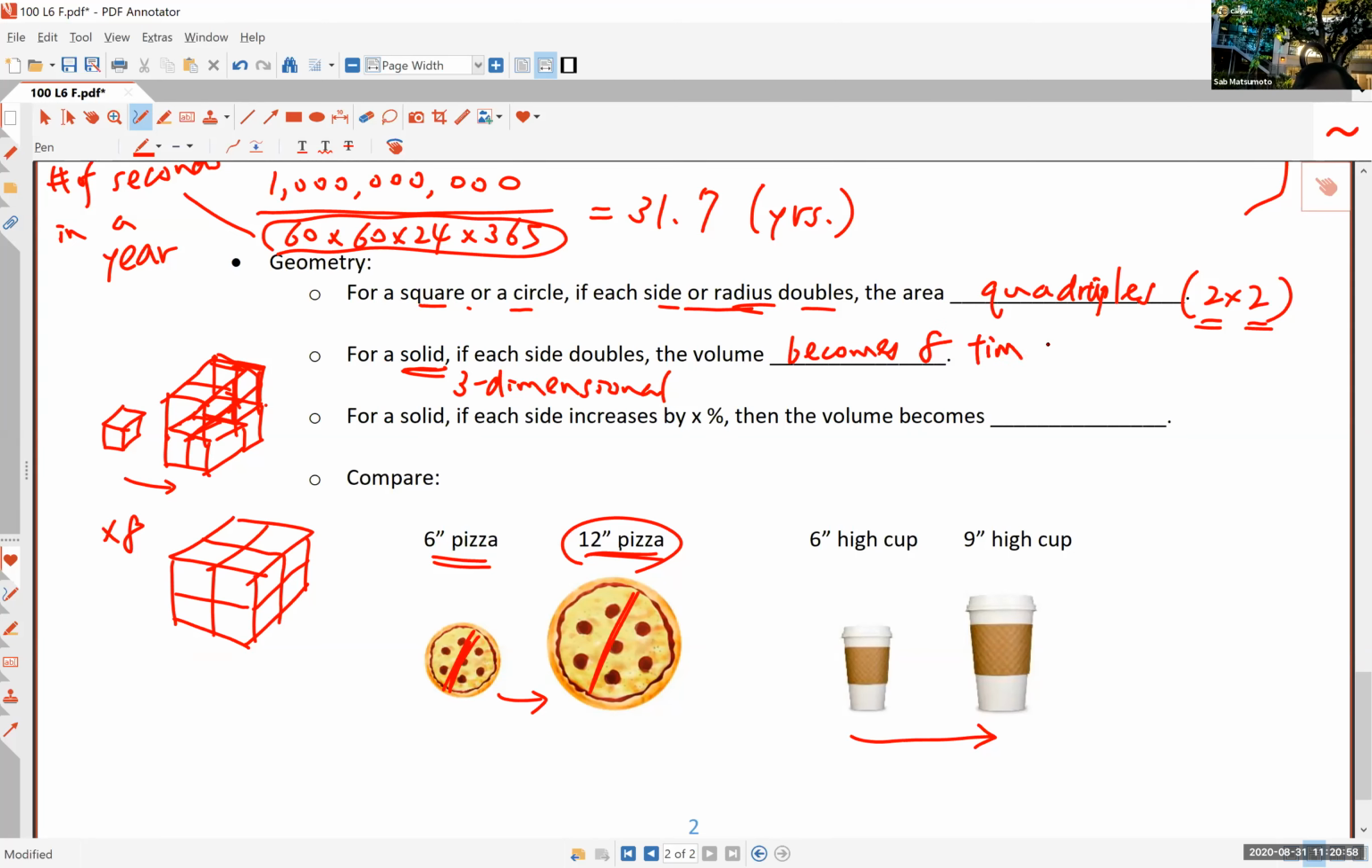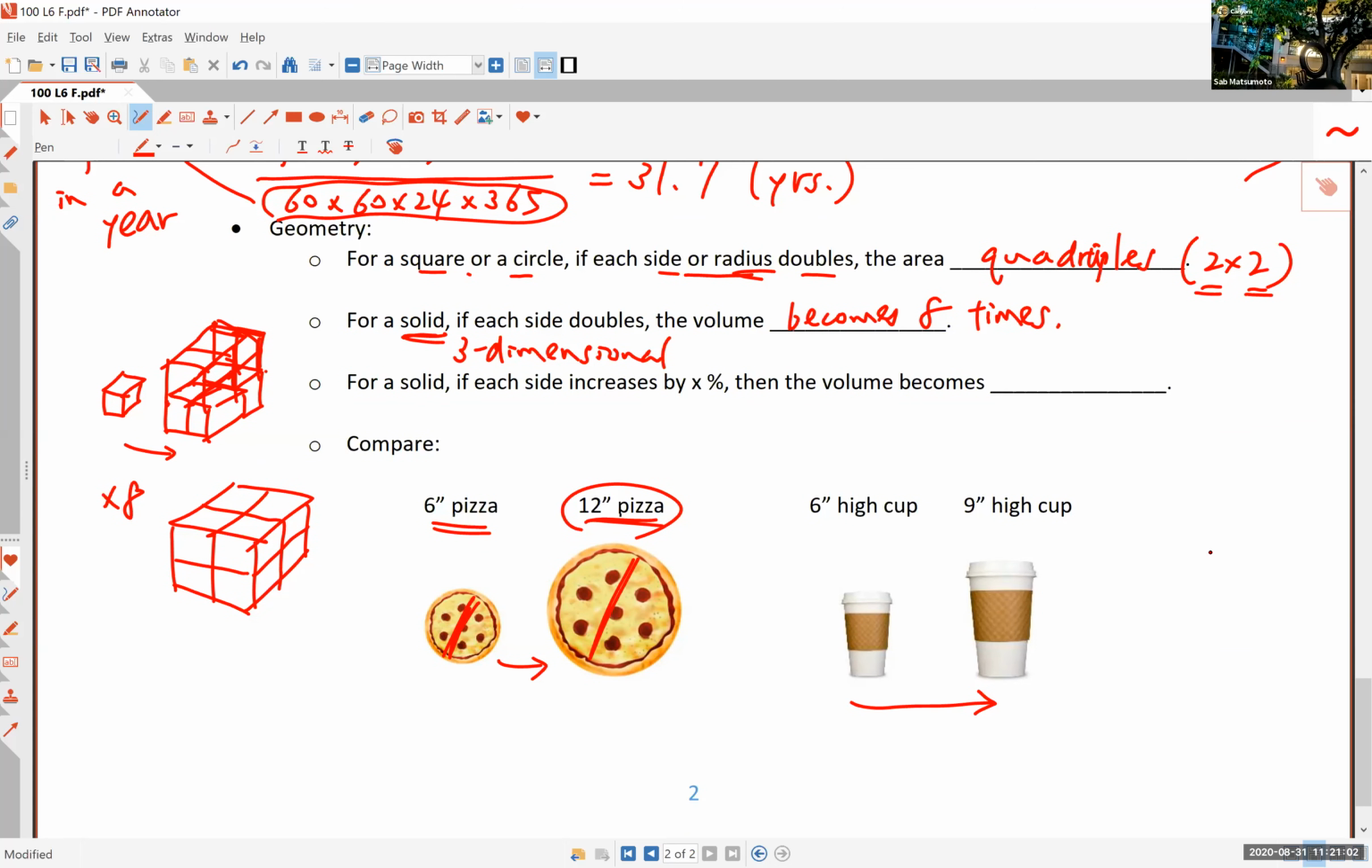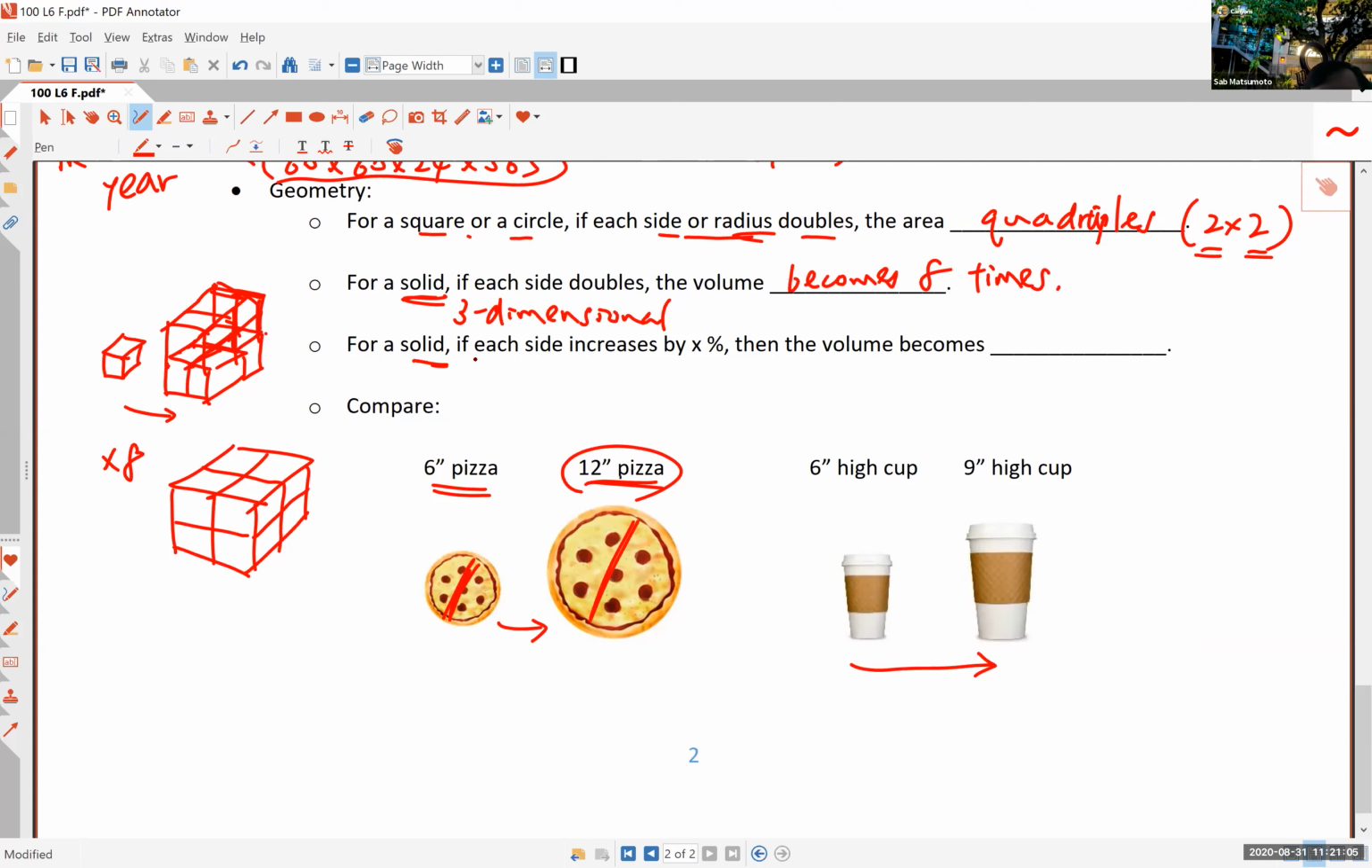That is kind of surprising, right? But then we sort of get deceived by this, and I'll mention this in just a minute. For any solid, if each side increases by X%, let's say X is 20. If each side is increased by 20%, so you have a bottle of water here, and this bottle is just 20% bigger.